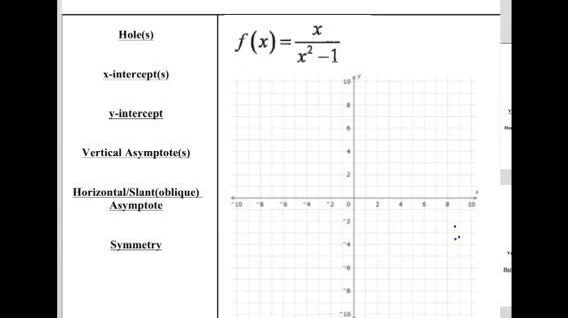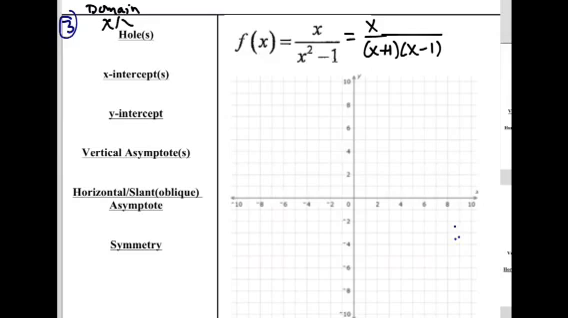Alright, so this is number 3. And I'm going to factor the denominator, x plus 1, x minus 1. The domain part got cut off from the copy, I don't know how, so I'm just going to add it up here, the domain. And so that means all x such that x does not equal plus or minus 1. Okay, so that's your domain.